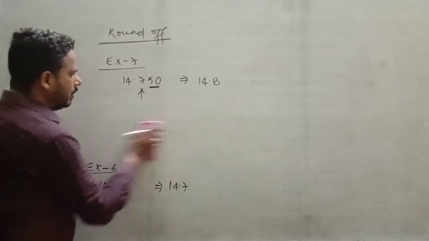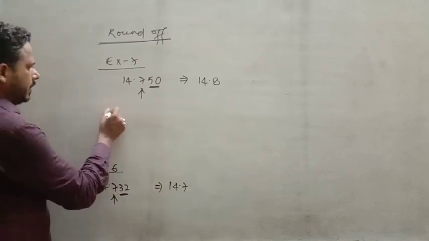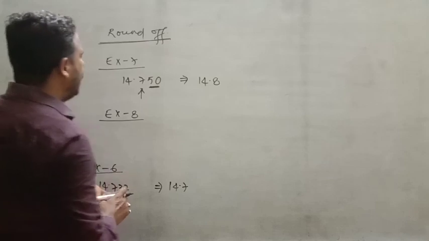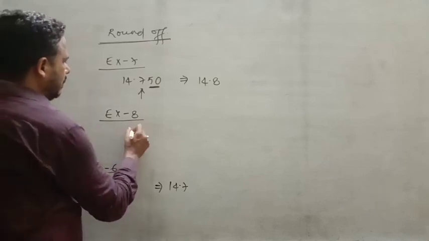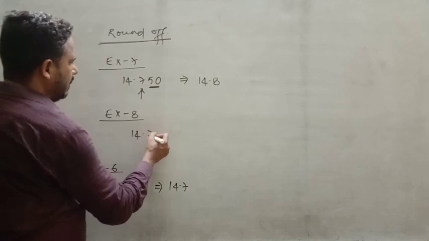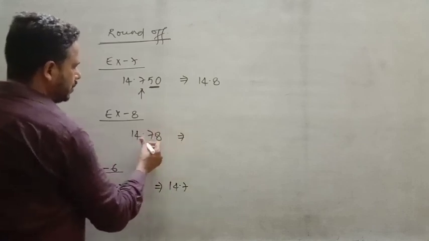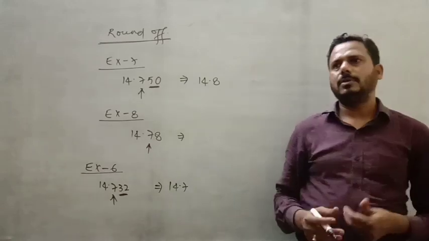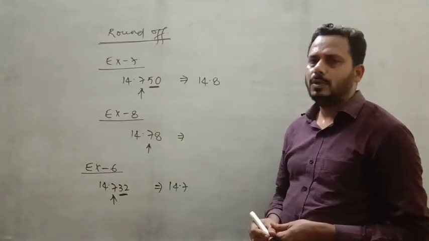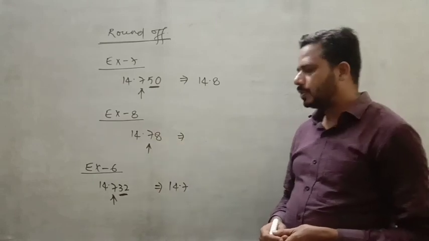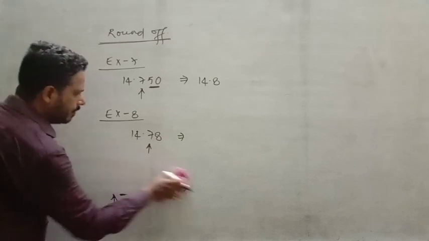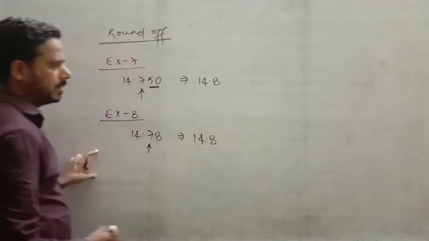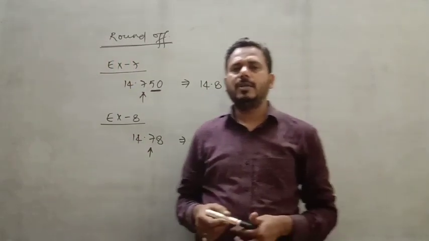This one exists only for odd numbers, not for even numbers. Okay. Now, suppose 14.78. No issue to round off up to 3 significant digits, because the digit after the rounding digit is greater than 5, so it will be automatically increased by 1. So your answer would be 14.8.